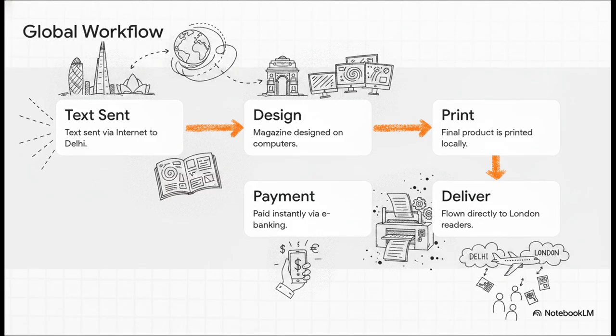Imagine a London magazine. The text is written in London and zapped over the internet to Delhi. Designers in Delhi put together the layout on their computers. The actual physical magazine is printed right there, flown all the way back to London for the readers, and the Delhi team is paid instantly via e-banking. It seamlessly demonstrates how modern tech integrates global service production across continents in a matter of hours. The concept of distance? It practically just disappears.